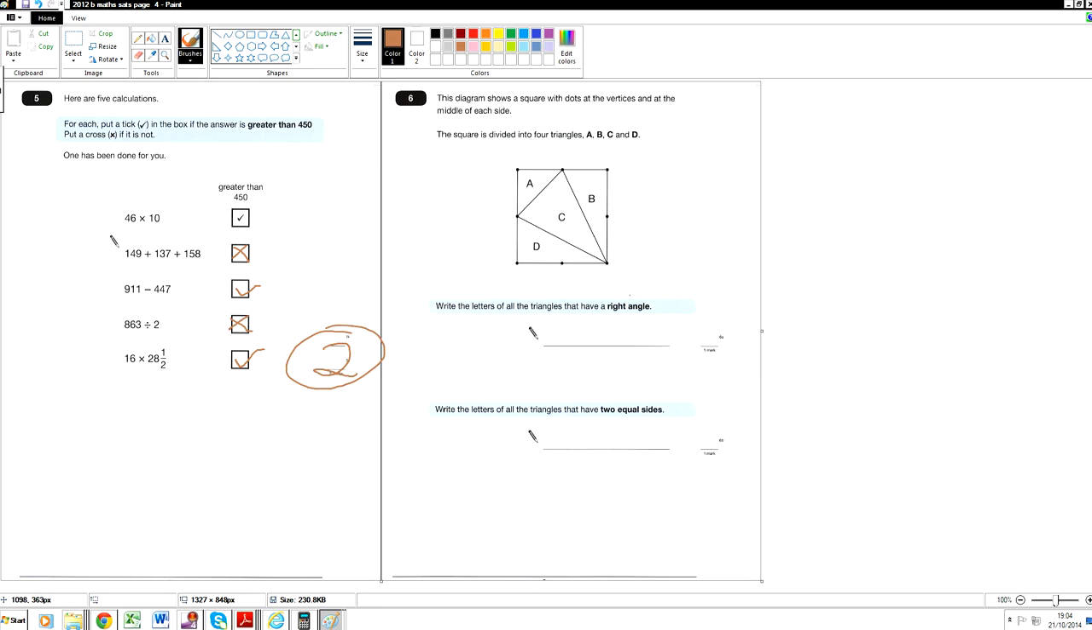What if you got 1 wrong? If you got 1 wrong, then it's worth 1 mark altogether, all of it. If you got more than 1 wrong, then you got nothing.